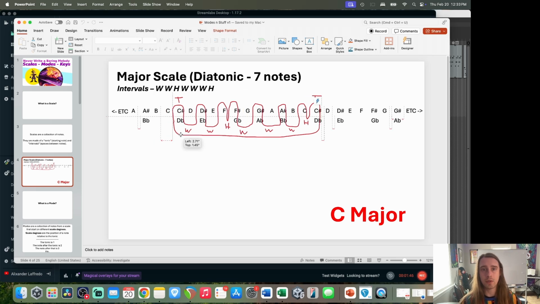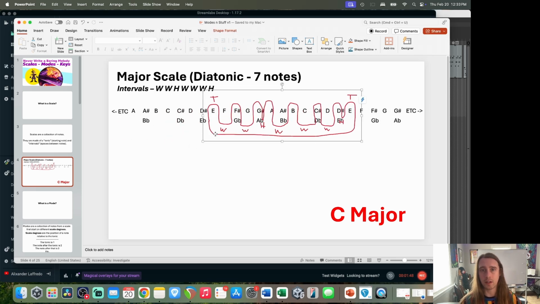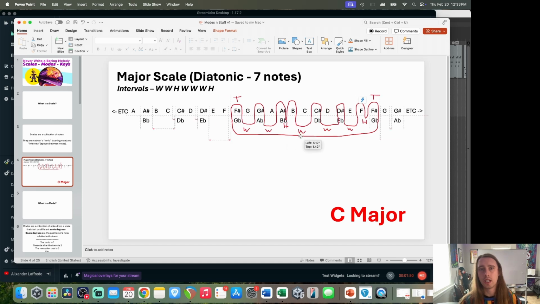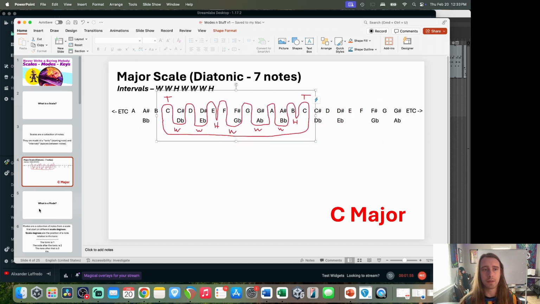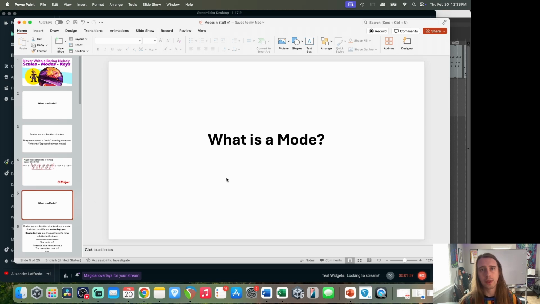And so by moving this back and forth, right, if we put the tonic on E, we have E major. We move it to F sharp, we have F sharp major. And if we move it to C, we have C major. Awesome. Well, then, you know what a scale is?